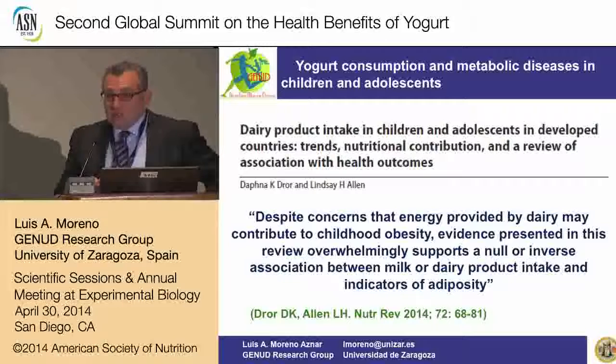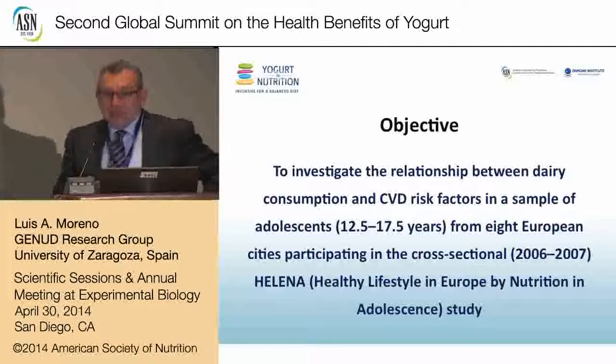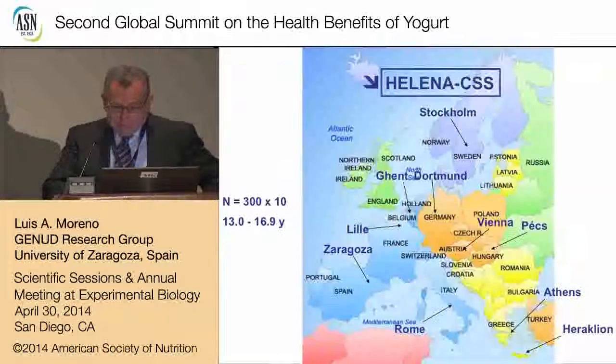So this is the context of the analysis we performed in the frame of the Helena study. The objective was to investigate the relationship between dairy consumption in general and cardiovascular disease risk factors in a sample of adolescents aged 12.5 to 17.5 years from 8 European cities participating in the cross-sectional Helena study. Of course, we will address the limitations that are always linked to cross-sectional designs, but you will see that we make some observations that can be useful mainly to design future studies.